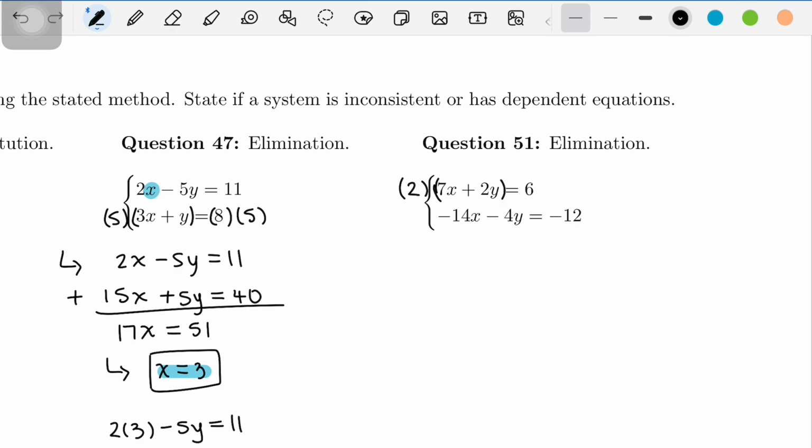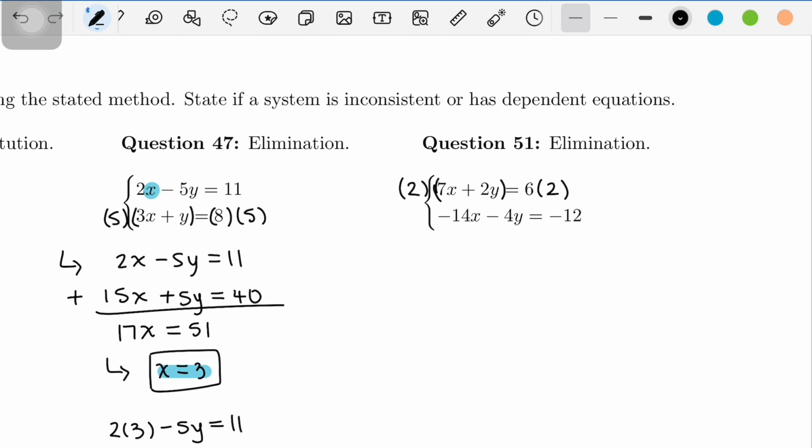So it doesn't matter which variable you choose to eliminate. It's all about choosing the path of least resistance when doing these examples. You could choose to eliminate a different variable and you should end up with the same solution set in the end as long as your arithmetic is correct. So here our equations are going to become 14x plus 4y is going to be equal to 12. And then we still have our second equation here.